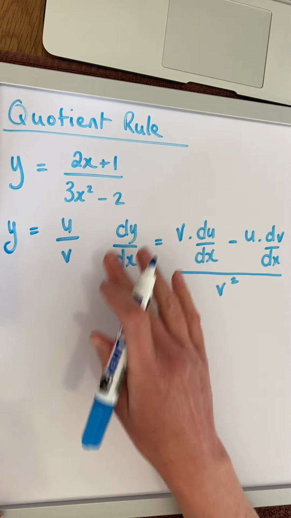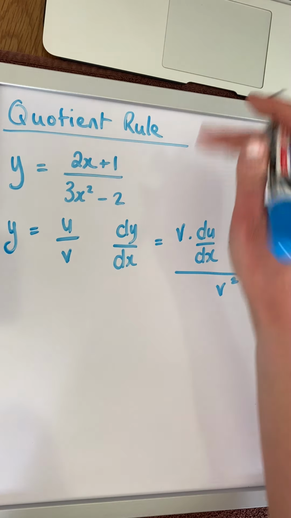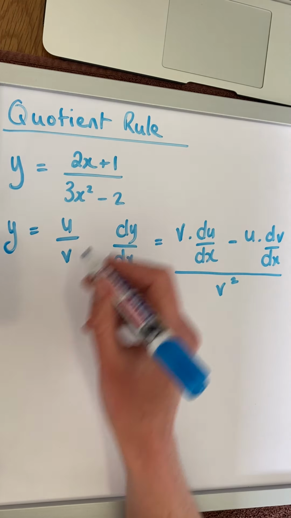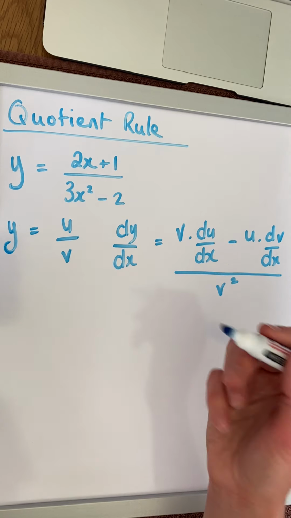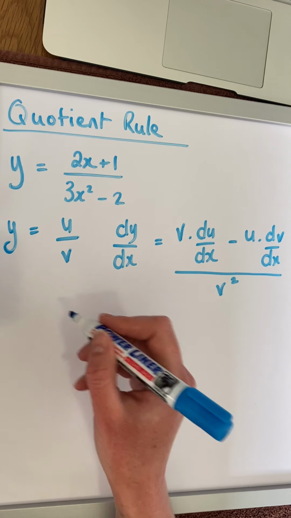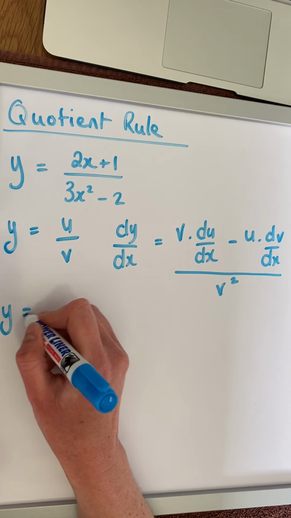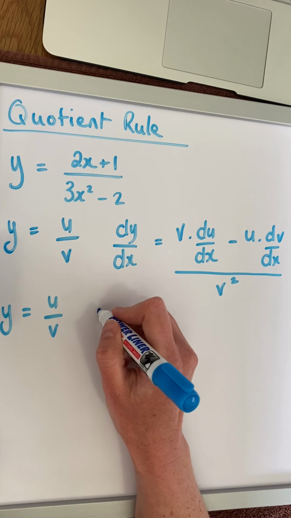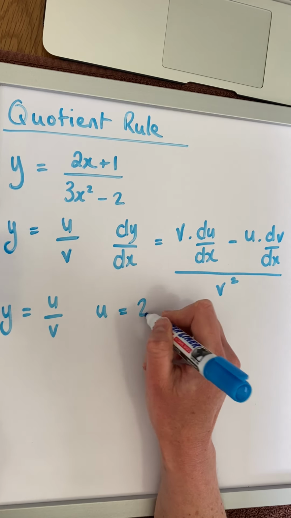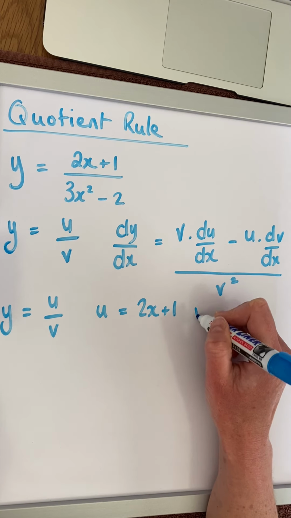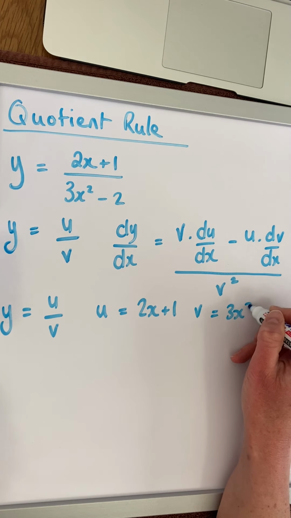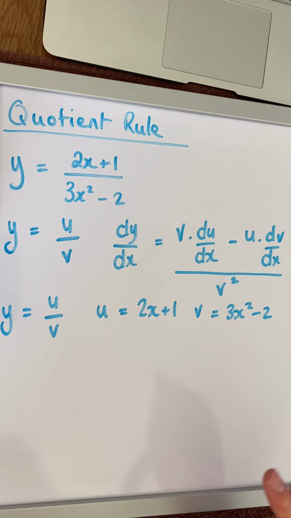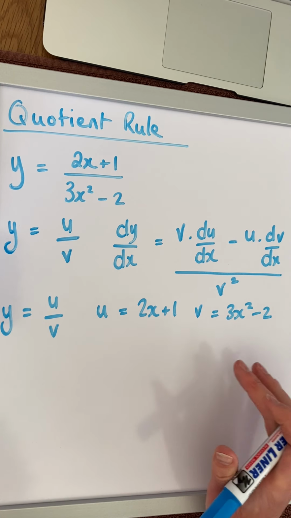So if we look at our function here, our question is y is equal to 2x plus 1 over 3x squared minus 2. So the first thing we do is we separate it. So we have y is equal to u over v. U is always going to be your top function. So u is equal to 2x plus 1 and v is equal to 3x squared minus 2. That's the first thing we do as in the product rule.